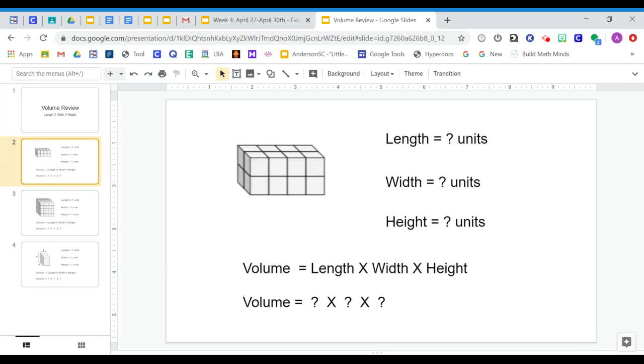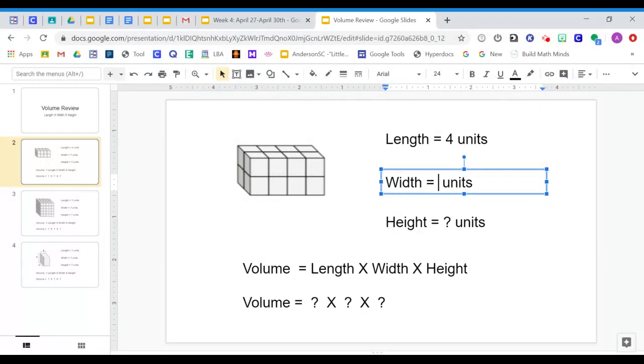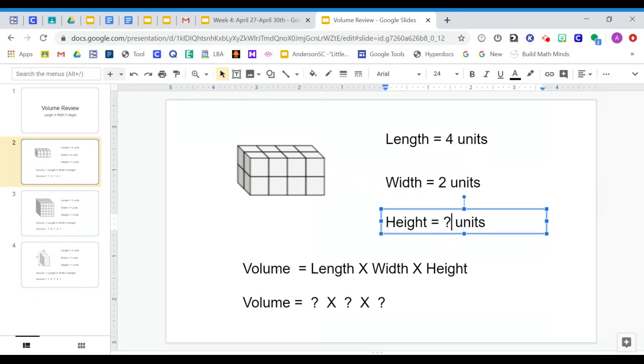I have a right rectangular prism. I don't know the length, width, or height, so I'm going to have to count it up. The length is across the front, 1, 2, 3, 4. The length of this rectangular prism is 4. The width is going back, 1, 2. The width of this rectangular prism is 2. And the height is how tall it is, or how many layers there are, 1, 2. So the height of this rectangular prism is 2.